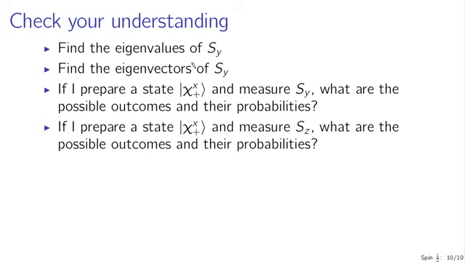And then on the basis of knowing those eigenvalues and eigenvectors, suppose I prepare an eigenstate of the x component of spin angular momentum and measure S sub y. What are the possible outcomes and their probabilities? Or, likewise, if I measure S sub z, what are the possible outcomes and their probabilities?